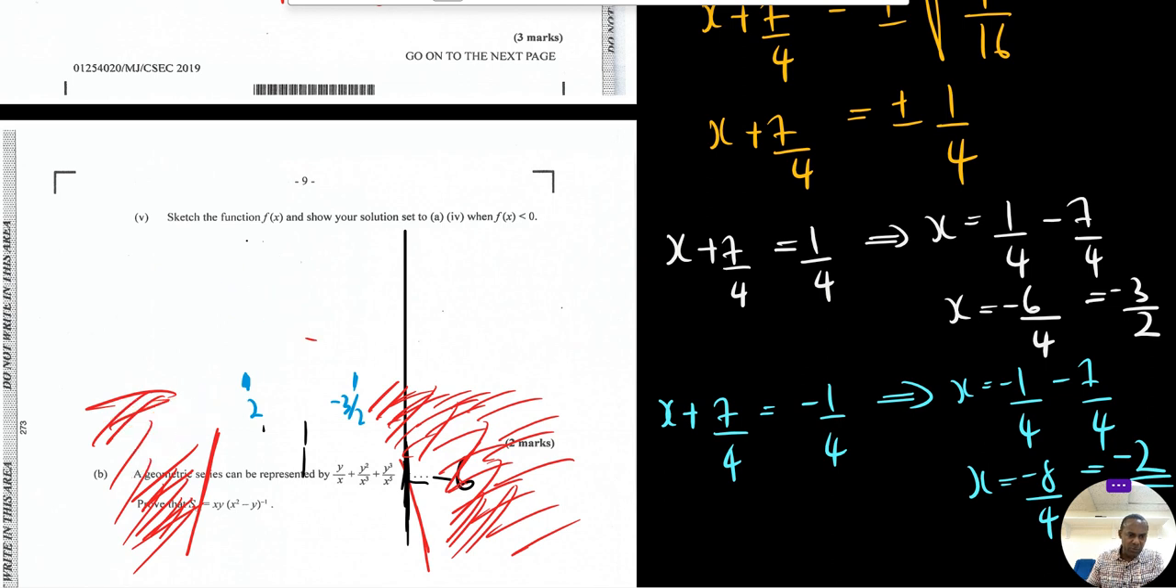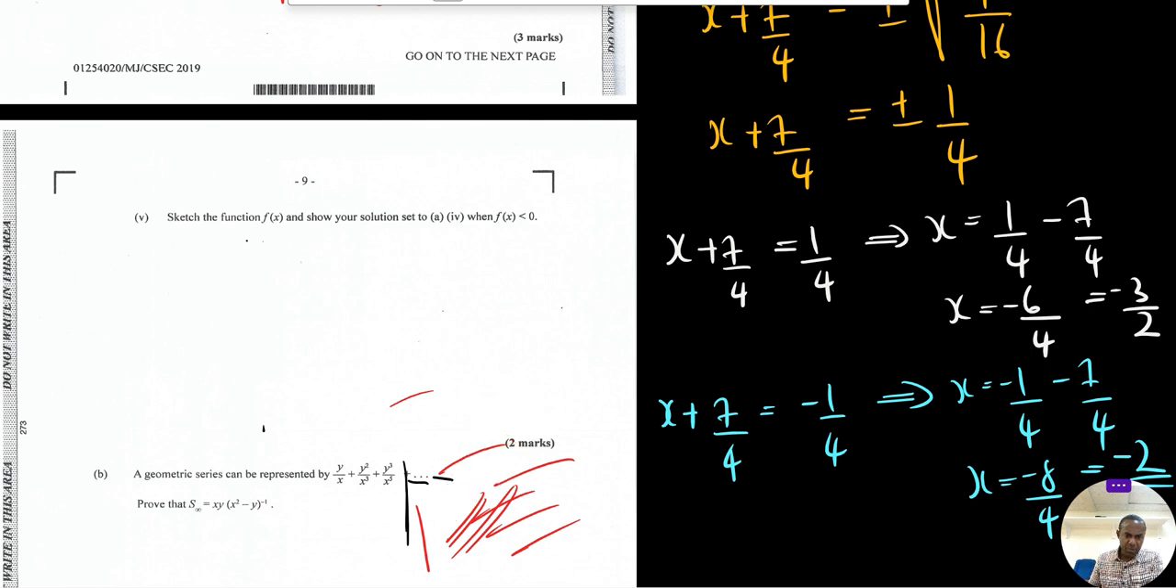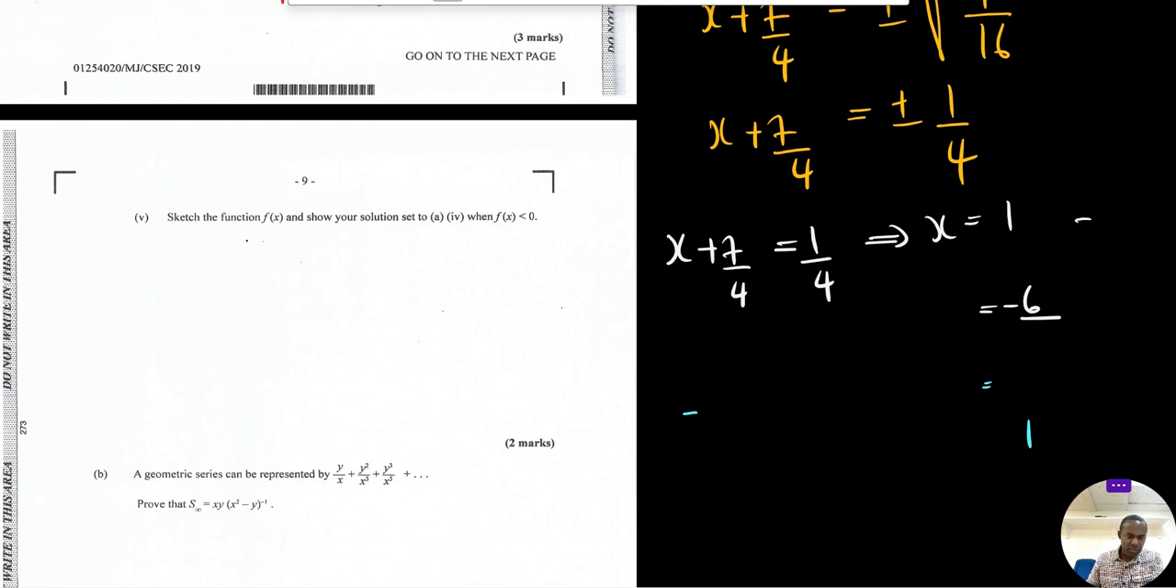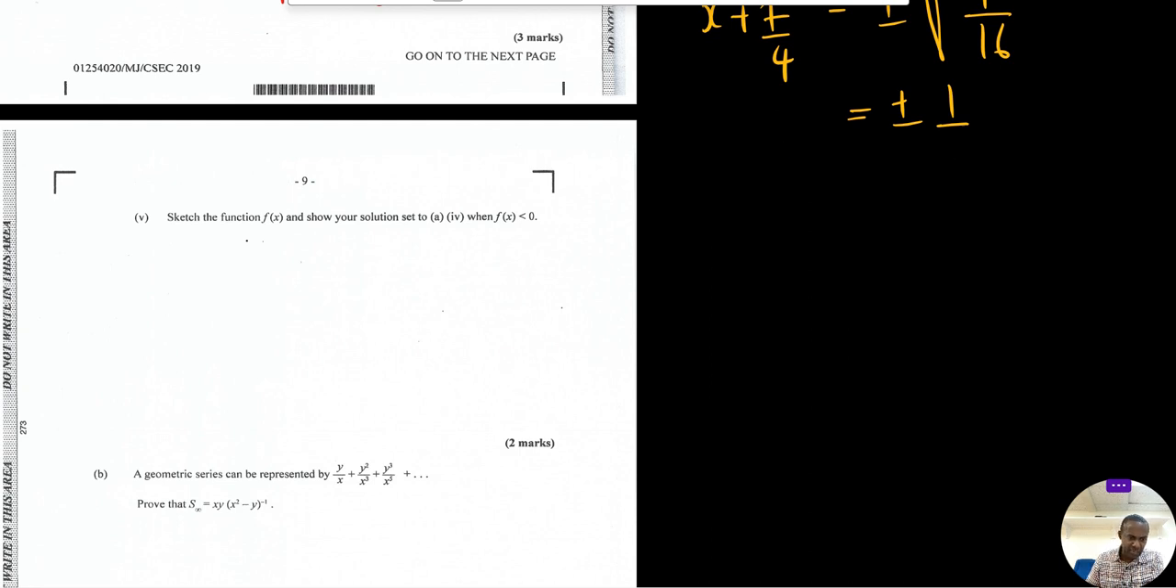All right, so let's move on to the next part of the question, which deals with geometric series, or what we commonly refer to as geometric progressions. This part of the question says a geometric series can be represented by y over x plus y squared over x cubed plus y cubed over x to the 5. Prove that the sum to infinity, S infinity, equals xy times x squared minus y to the power of negative 1.